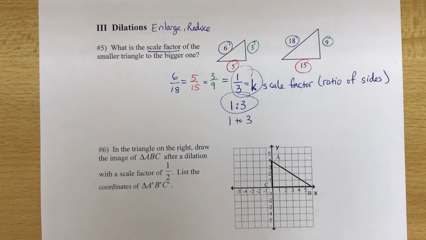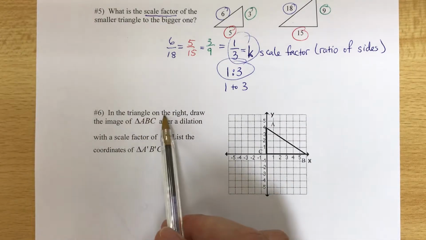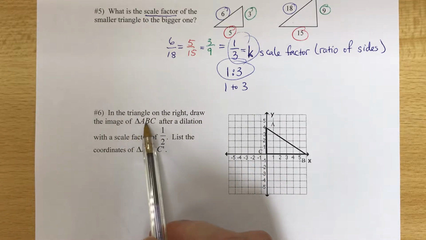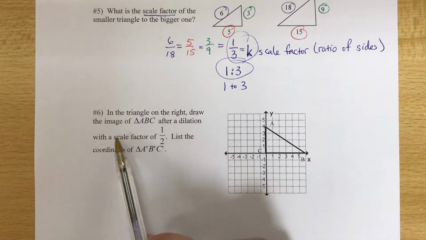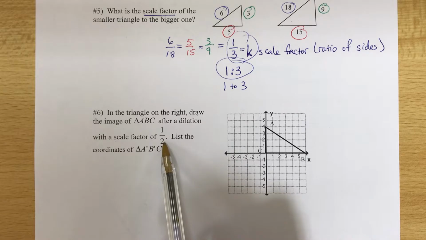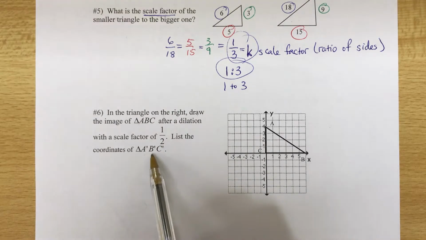All right, so the last one here, number 6. In the triangle on the right, draw the image of triangle ABC. So here's ABC. After a dilation with a scale factor of 1/2, list the coordinates of triangle A prime, B prime, C prime.